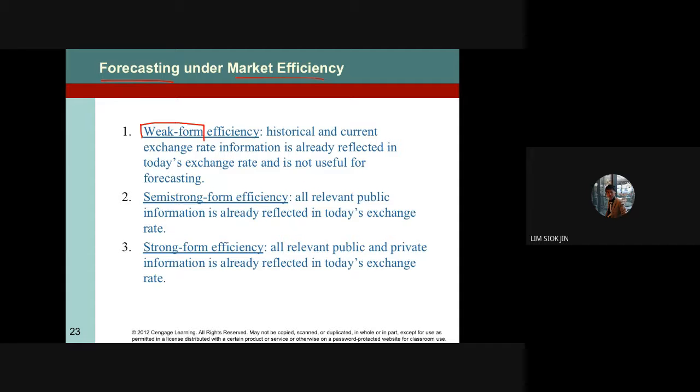Do you believe that the market has weak form efficiency, semi-strong efficiency, or strong form? Weak form is when all the past exchange rates are already reflected in today's exchange rate. So whatever happened in the past is already reflected in the current price. Semi-strong is not just historical information, but recent as well as fundamental information. A strong form will be not only all the information, but private information will also be reflected in today's exchange rate.